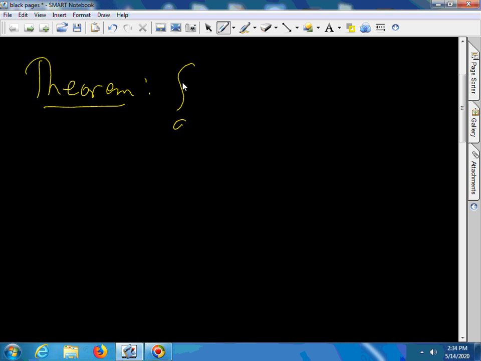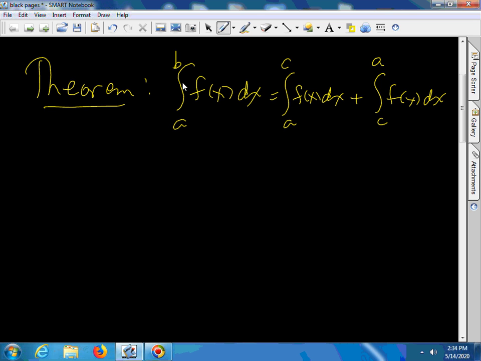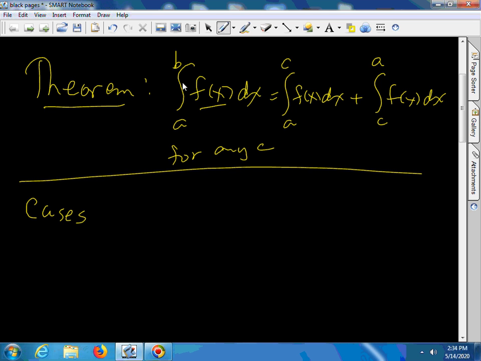The integral from a to b of f of x dx is equal to the integral from a to c of f of x dx plus the integral from c to b of f of x dx for any c. And c has to be in the domain of f. So there are three cases for the proof.